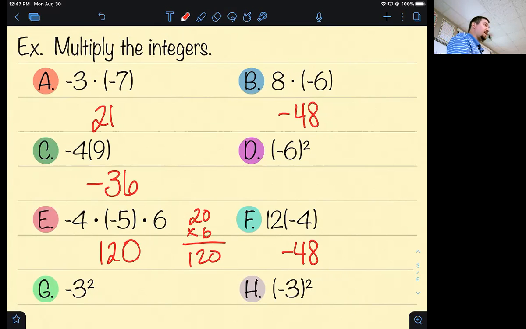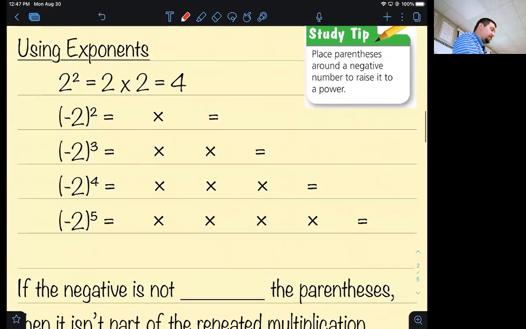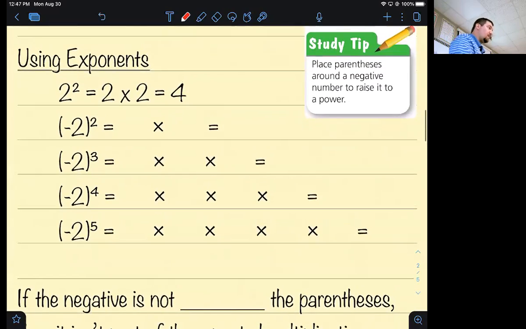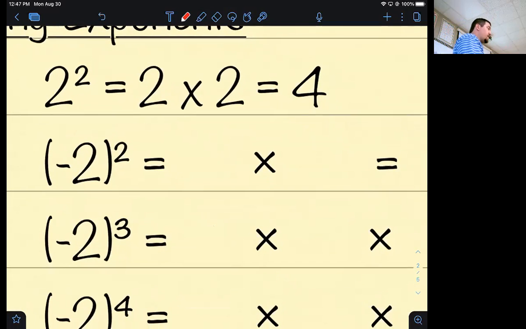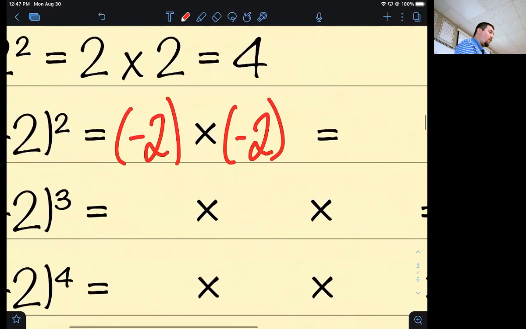Now I'm going to stop right there, and we're going to go back up. We're going to talk about exponents for a second. Because this is a multiplication homework, it's not surprising to be talking about exponents, since exponents show repeated multiplication. For example, 2 squared means I'm going to repeat the 2 twice. 2 times 2 is 4. So negative 2 squared means I'm going to repeat the negative 2 twice. Well, 2 times 2 is 4.